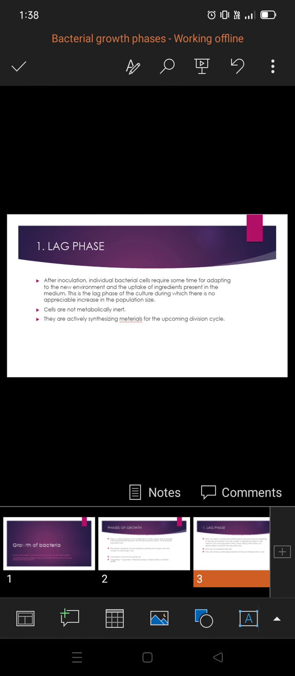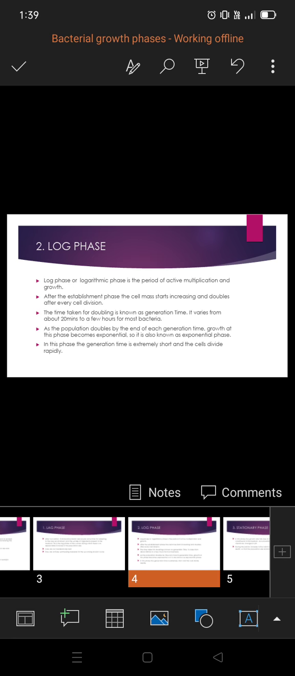The first one is lag phase. After inoculation, individual bacterial cells require some time for adapting to the new environment and uptake of ingredients present in the medium. This is the establishment phase or lag phase of the culture, during which there is no appreciable increase in the population size, but the cells are not metabolically inert. They are actively synthesizing material for the upcoming division cycle. This is the lag phase.